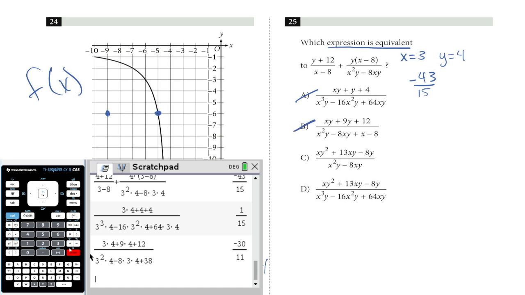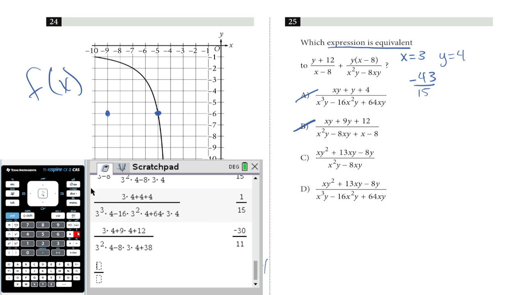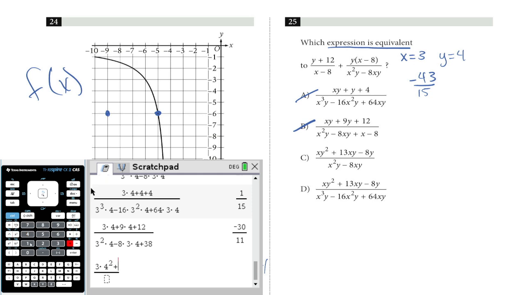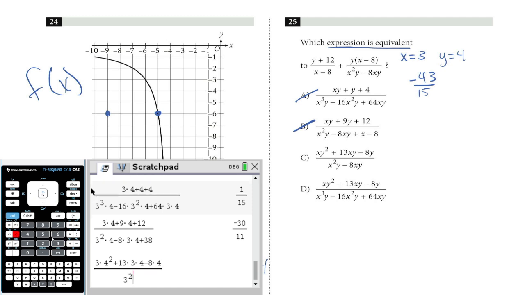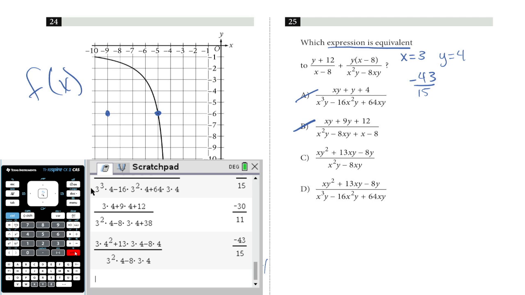So the answer's not B. So we're hoping it's one of the earlier ones if we're just going in order, because then that's where you can get lucky and save a little bit of time. Again, I'm admitting this way is tedious, but this method will work every single time when these questions say which expression is equivalent. So 3 times 4 minus 8y, so minus 8 times 4. And then it's 3 squared times 4 minus 8 times 3 times 4. And if you notice, we got the same number here for answer choice C. So we're done. We don't have to even type in D.